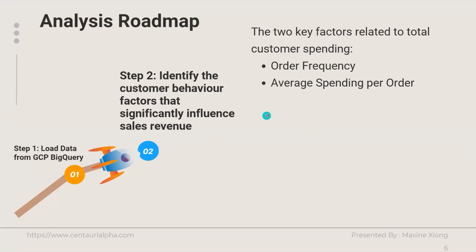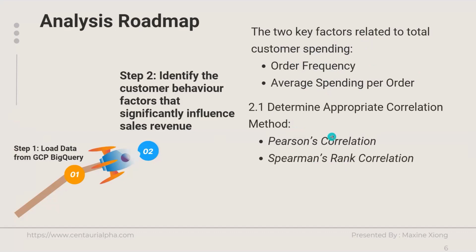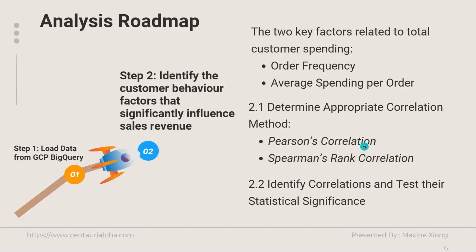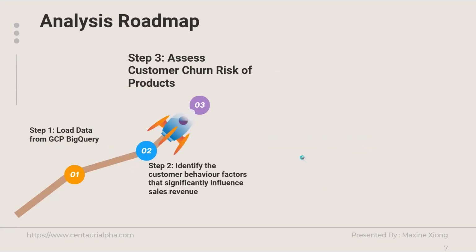To identify how each factor impacts the total customer spending, we first need to determine which correlation method to use. In our case, we evaluated and chose between Pearson's correlation and Spearman's rank correlation. We then identified the correlations between total customer spending and the 2 key factors using the determined correlation methods. Those relationships were then tested on their statistical significance to determine how much level of confidence we should put into those correlations. Coming next, we assessed the customer churn risk for each product.